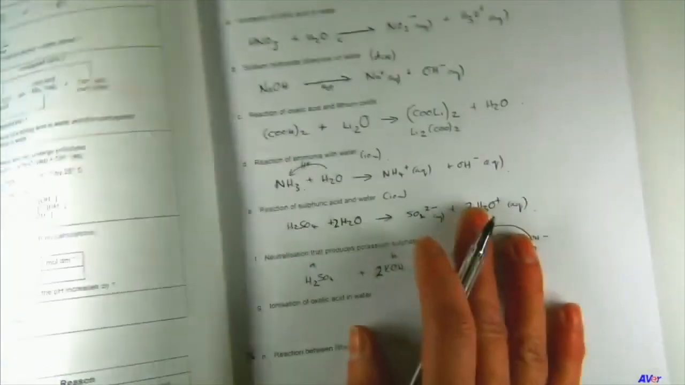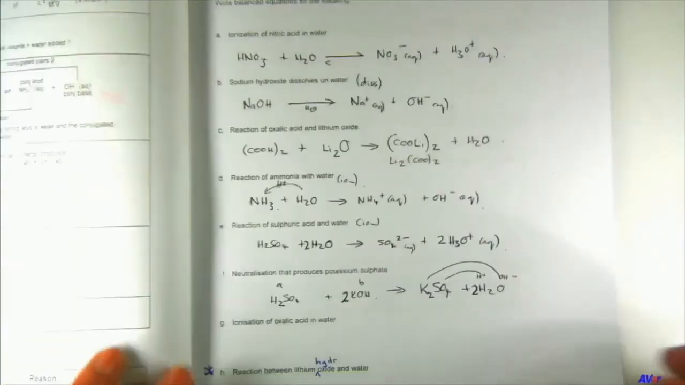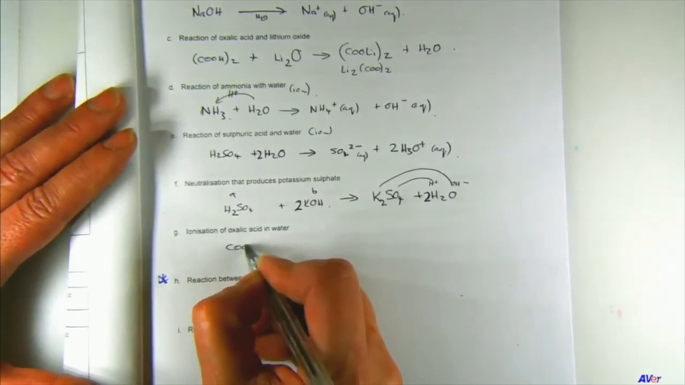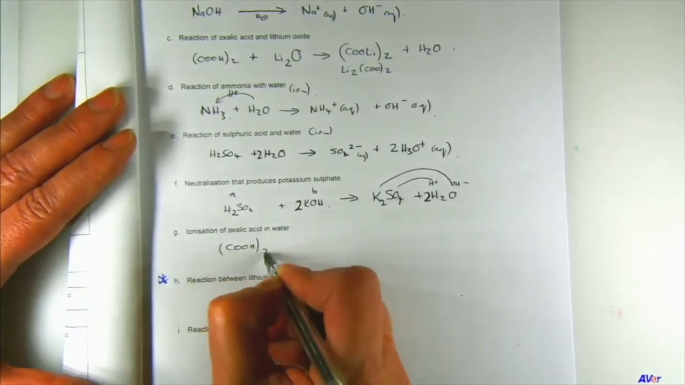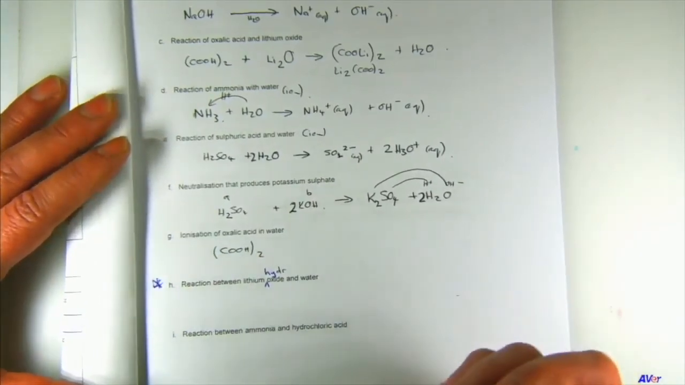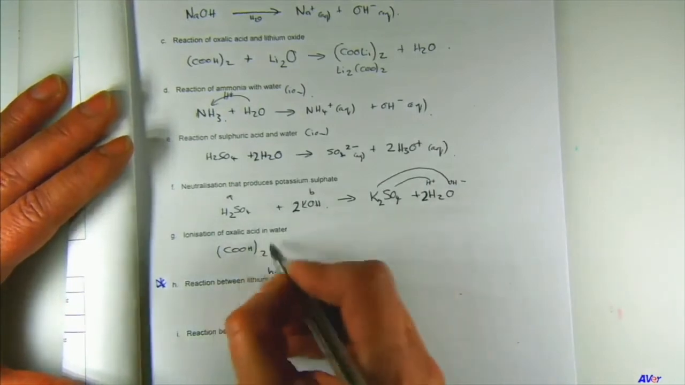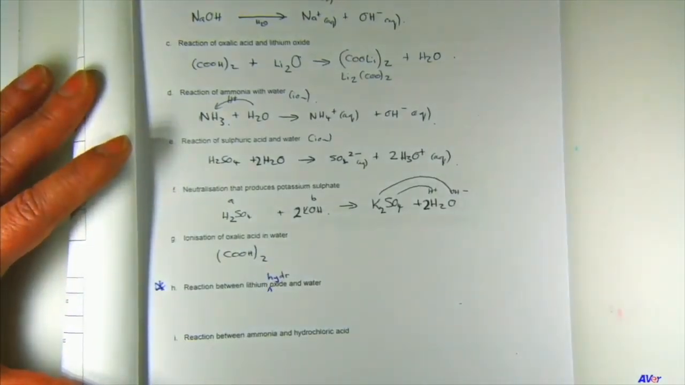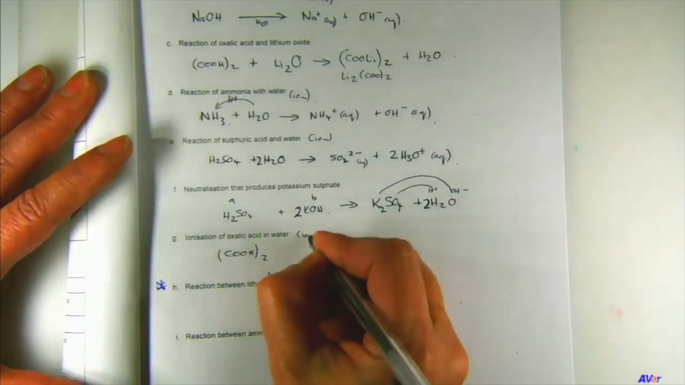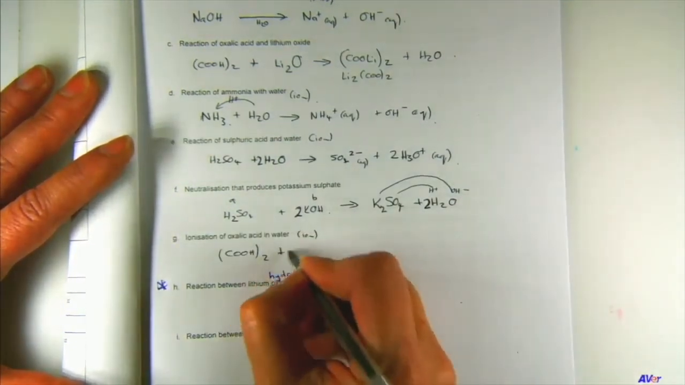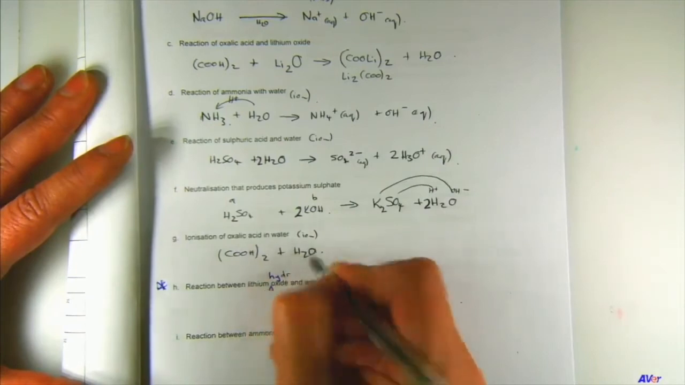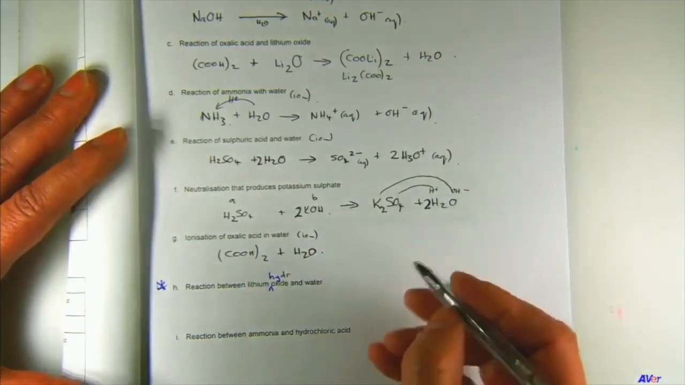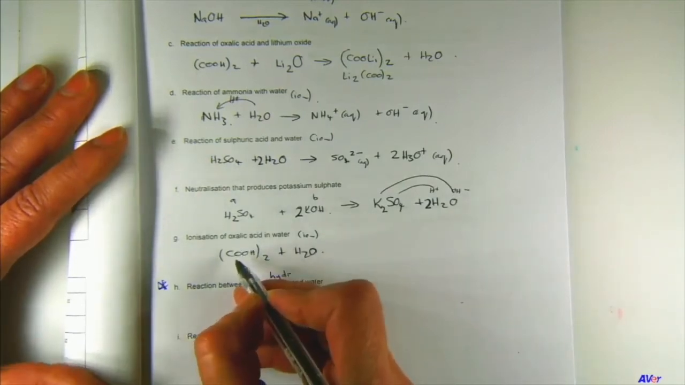Ionization of oxalic acid in water. Oxalic acid, H2C2O4. I hope by now you know it, even if you did not before today. Right? It's an acid. What type of reaction do I expect if it gets into water? Ionization. Right? It will ionize. So this time, water must be in the equation because I'm going to let it react with the water. Right. How does it ionize?